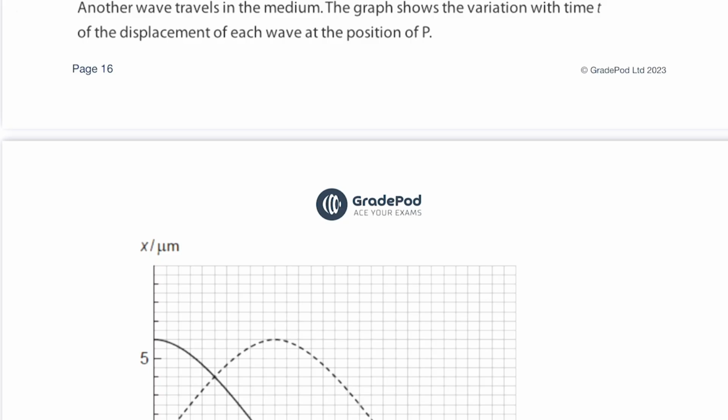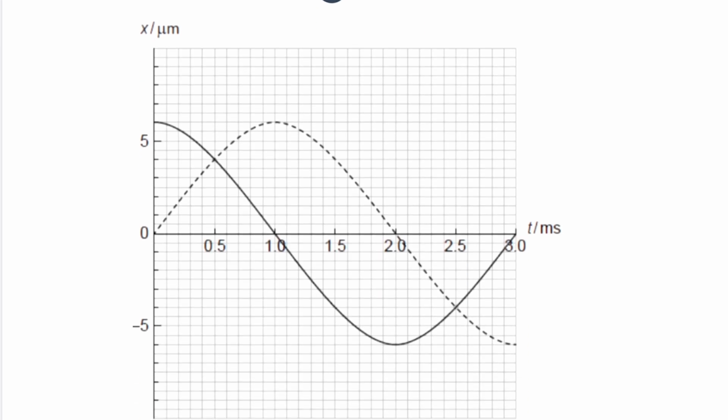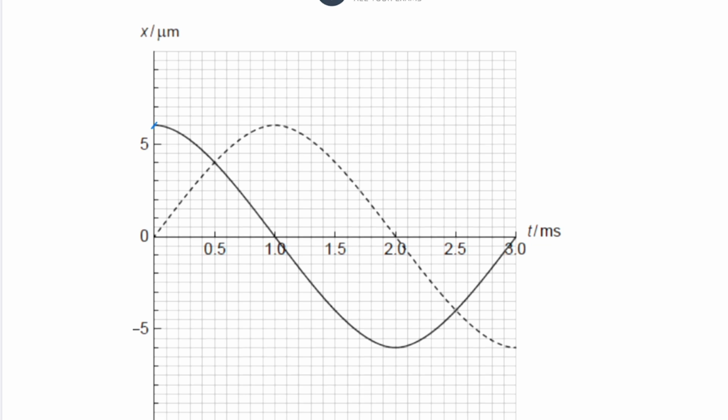Another wave travels in the medium. The graph shows the variation with time t of the displacement of each wave at position P. The dotted line represents the wave a time later. State the phase difference between the two waves. At t equals 0, the wave starts here, and the next time it reaches a peak at the time later is here. You can see that that is 1/4 of a wavelength difference, and 1/4 of a wavelength relates to pi over 2, a phase difference of pi over 2, or it can be 3 pi over 2.